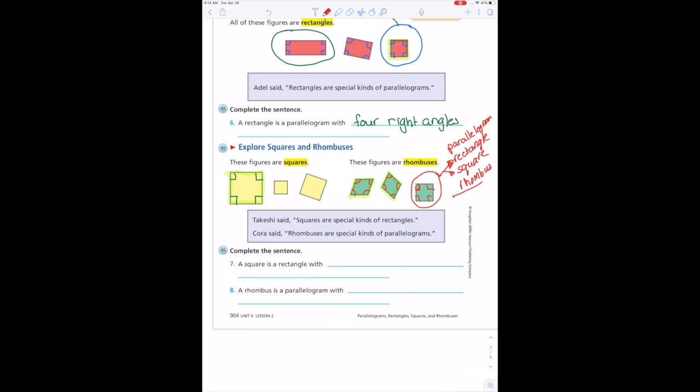Okay? So when we get into classifying, they're going to be a little bit interesting. So a square is a rectangle with 4 equal sides. A rhombus is a parallelogram with 4 equal sides. But it's a parallelogram. This is a rectangle. Rectangles have 4 90-degree angles.